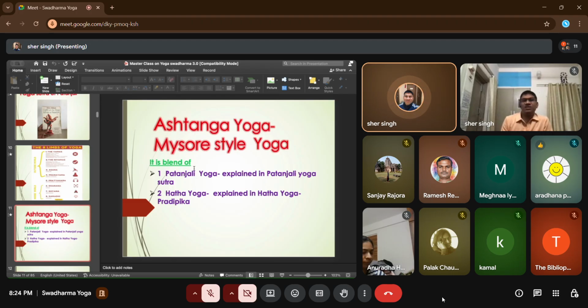So we have just gone through what is the Ashtanga yoga and what was the yoga. So this was the generalized thing. Now we are coming to the particular specialized thing, Ashtanga yoga, Mysore style. So what is this Ashtanga yoga? Ashtanga yoga is basically a blend, a mixture of Patanjali Yoga Sutra and Hatha Yoga. Hatha Yoga, which has been explained in the Hatha Yoga Pradipika by Swami Swadharma. We will discuss it later.